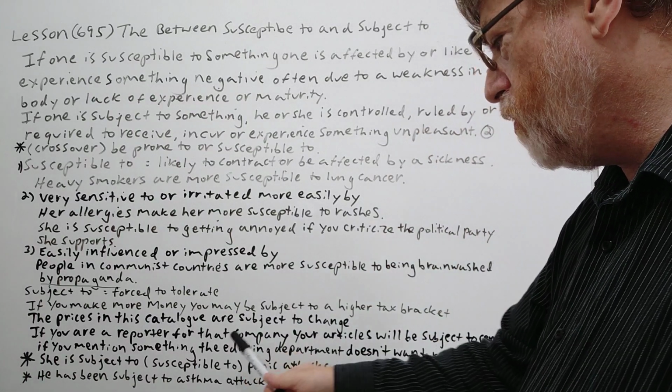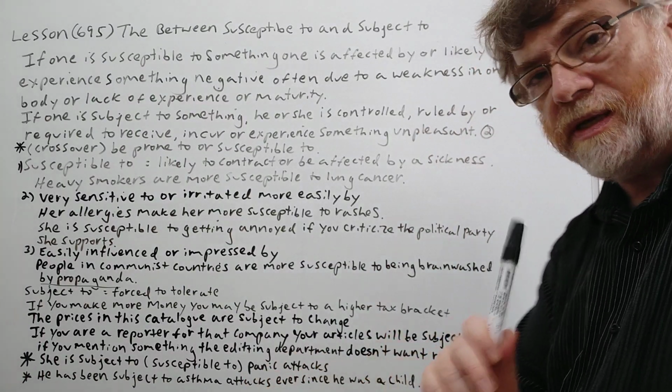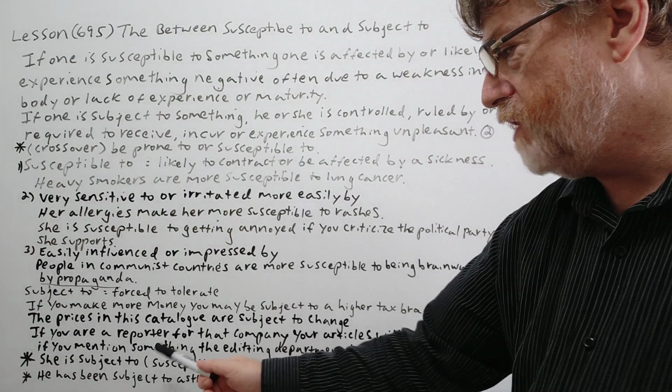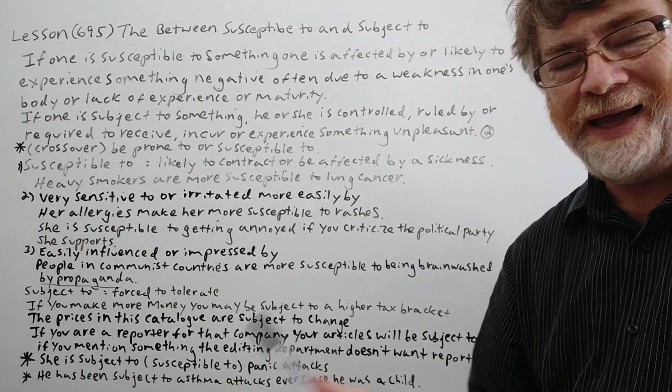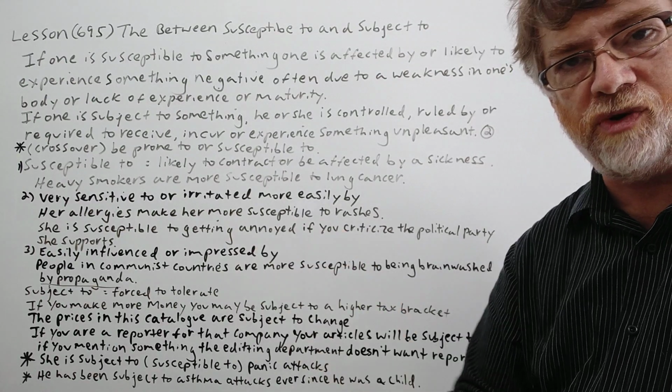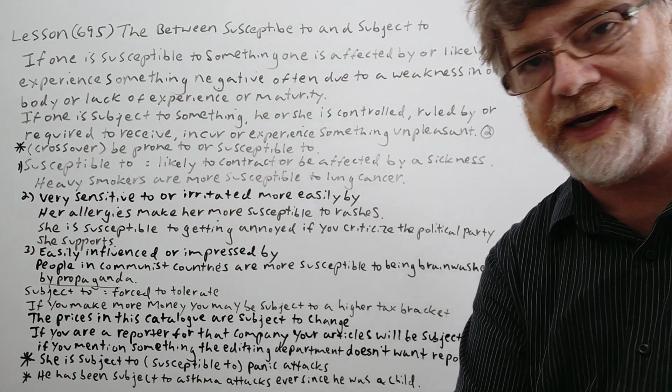Number three, if you're a reporter for that company, your articles will be subject to censorship if you mention something the editing department doesn't want reported. So again, you have no control over that. They're controlling it. You're forced to tolerate it.